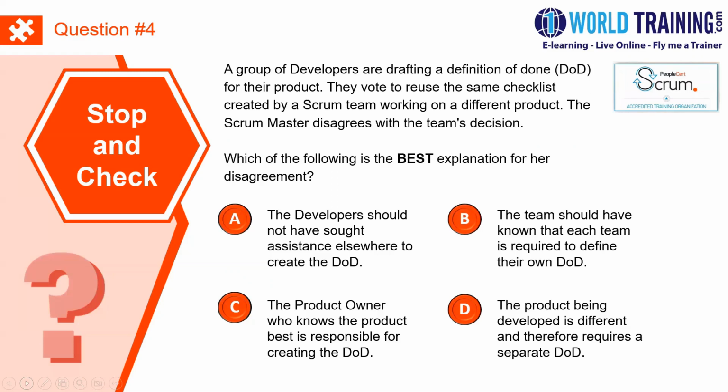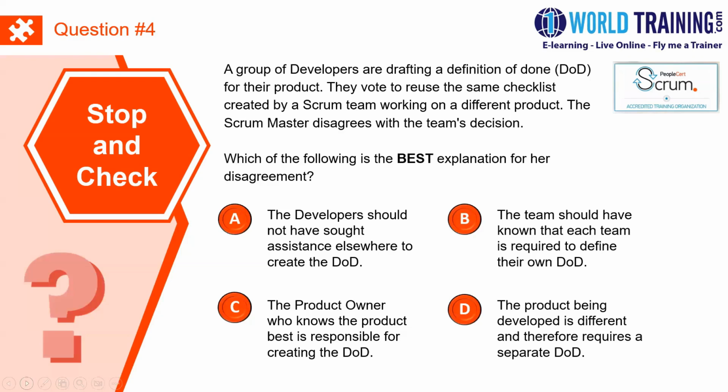Developers should not have sought assistance elsewhere to create a definition of done. That does not look to be the right answer. Let's see the other options. Option B, the team should have known that each team is required to define their own DoD. That could be a right answer. Let's look at the others. Option C, the product owner who knows the product best is responsible for creating the DoD. Absolutely not.